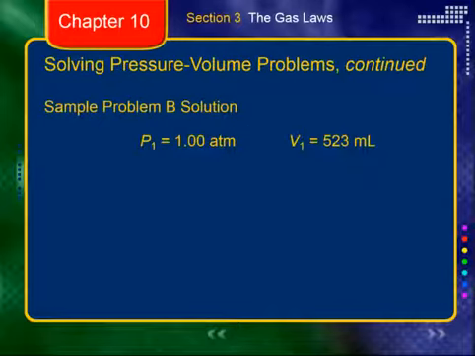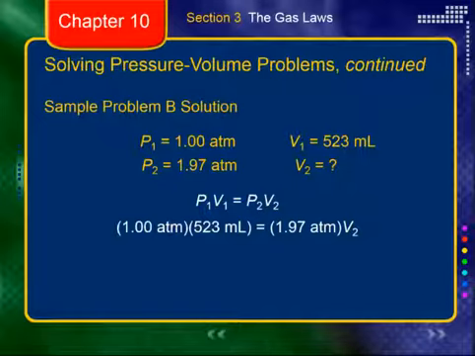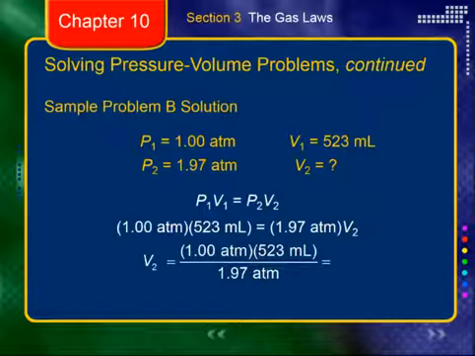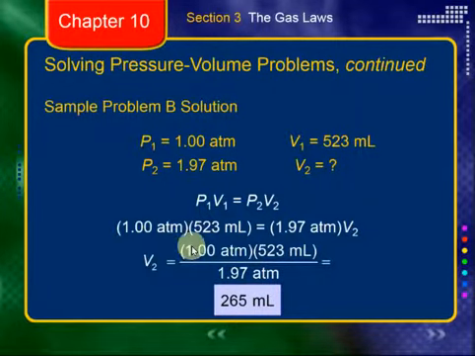So this is what we know, right? We know P1, we know P2, we know V1. We need to solve for V2. So we're going to rearrange this equation because we have values for the other three terms. And so once we algebraically rearrange this equation, we have V2 is equal to 1 atmosphere multiplied by 523 milliliters divided by 1.97 atmospheres.